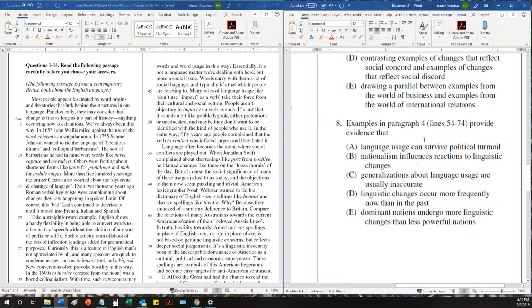So for this question, you can mostly ignore the part about Jonathan Swift at the beginning of this section, lines 54 to 74. You should focus on what the passage says about Noah Webster and about Australians' responses to American spellings. In both cases, nationalism, or fervent love of one's country and the linguistic traditions therein in this context, are a prominent feature. So B, nationalism influences reactions to linguistic changes, is the right answer.